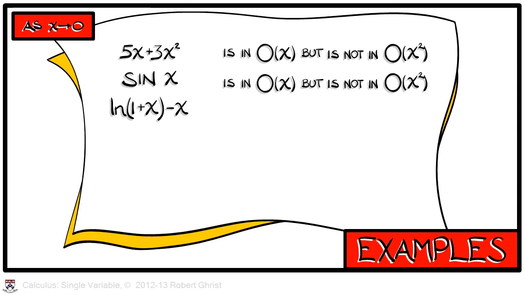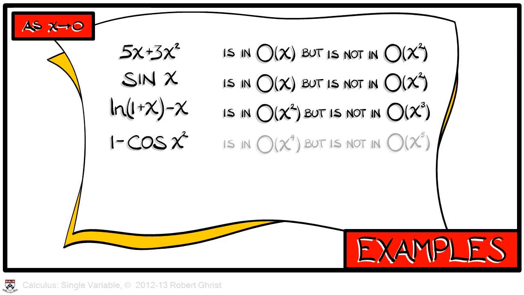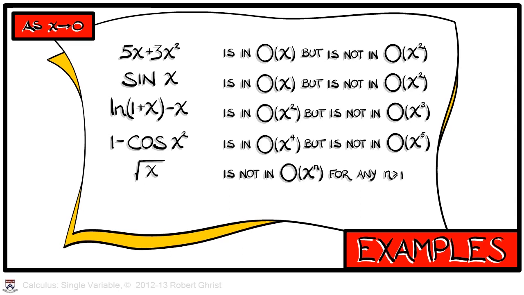Log of 1 plus x minus x, as you could see from Taylor expanding, is in big O of x squared, but not in big O of x cubed. 1 minus cosine of x is in big O of x to the 4th, but not in big O of x to the 5th. Square root of x is not in big O of x to the n for any n bigger than 1. It does not go to 0 very quickly at all. On the other hand, e to the minus 1 over x squared is very quickly going to 0.